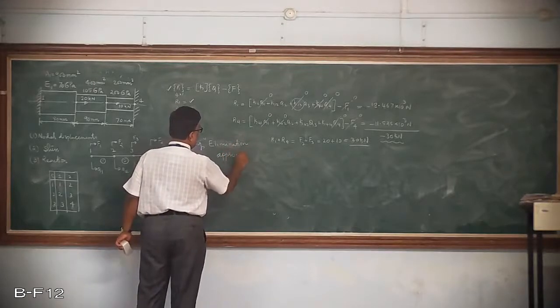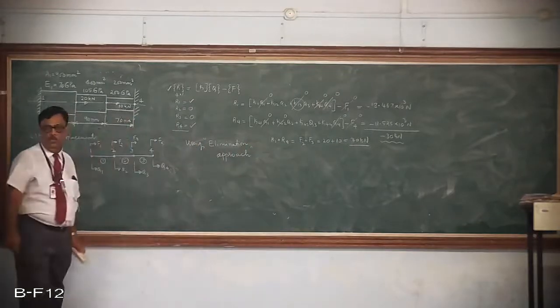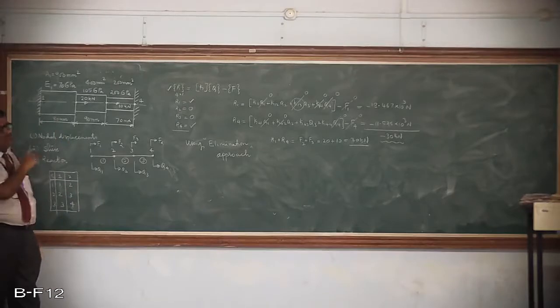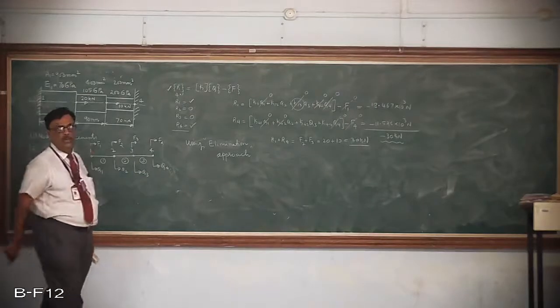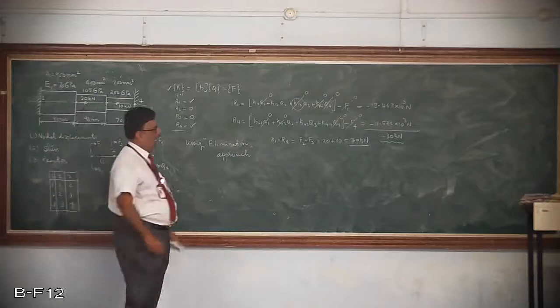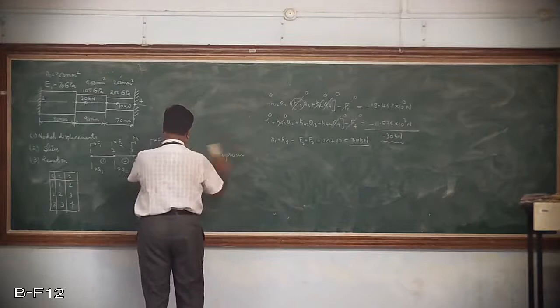So yesterday we have seen that when the boundary conditions are specified, those respective rows and columns need to be eliminated, and the overall size of the global stiffness equation has to be reduced, and then it will be simple for solving those equations, and then you will get the correct answers.